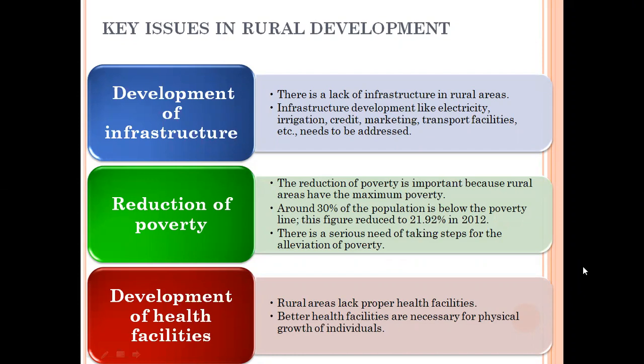So, developing policies and implementation is not an easy task. There are a lot of issues that come up when we talk about rural development. So these issues we are grouping into 5 categories. The first issue which we are going to discuss is the issue of rural infrastructure, development of rural infrastructure.